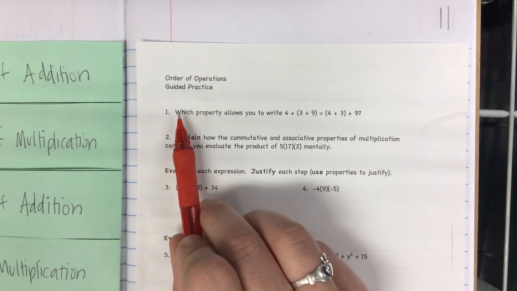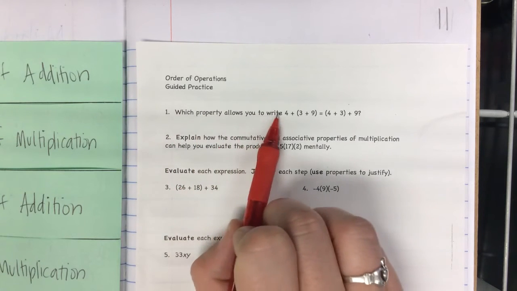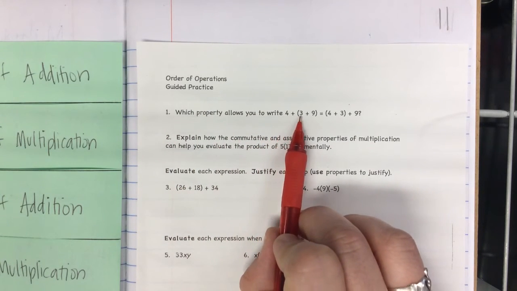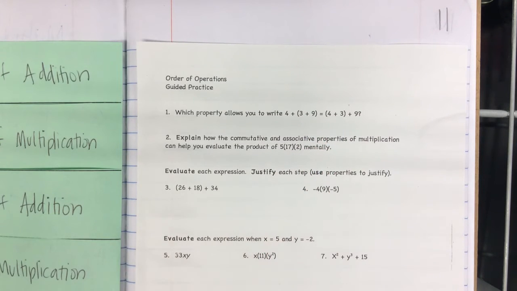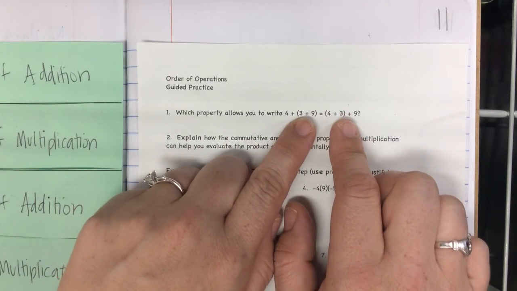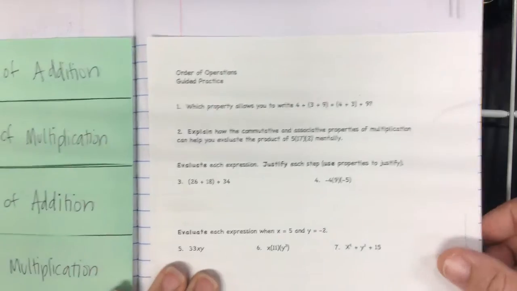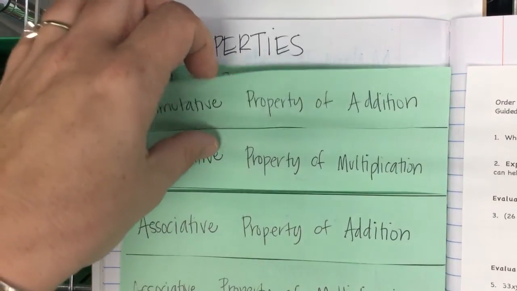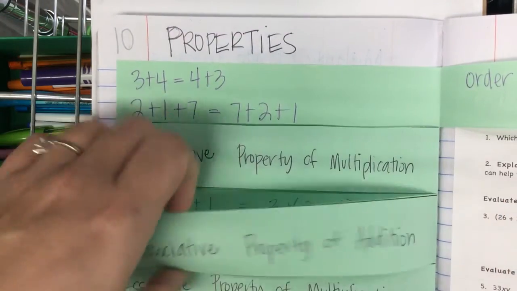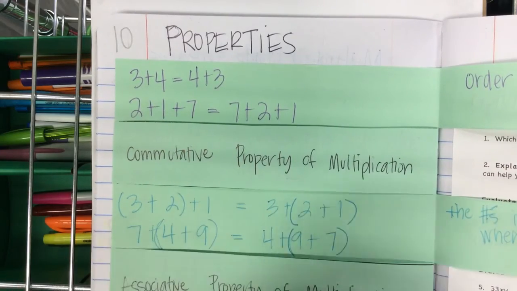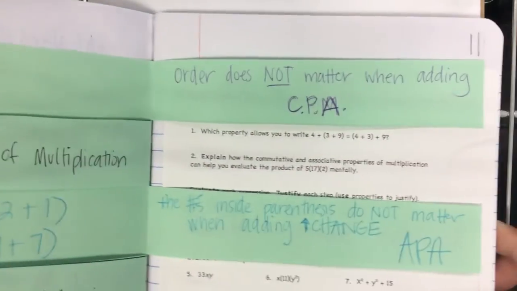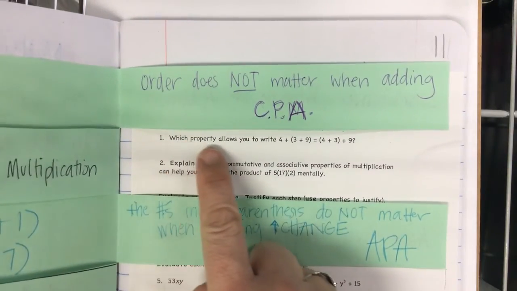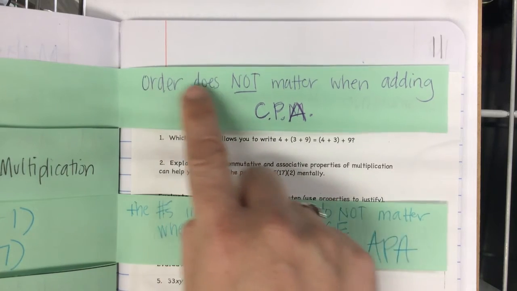Number 1 says which property allows you to write 4 plus 3 plus 9 equals 4 plus 3 plus 9. So I stop and I think, okay, what operation is in here? Adding or multiplying? So I go over to my flip book and I open up everything that says addition. So you have your addition ones open. And I'm looking. Which property allows you to write? So order does not matter.